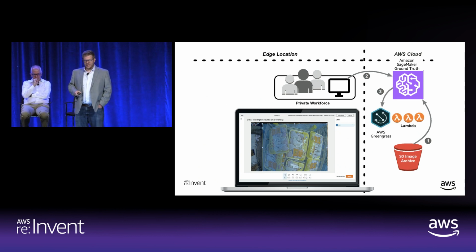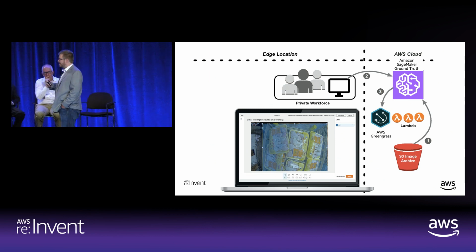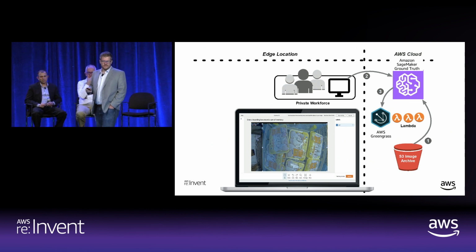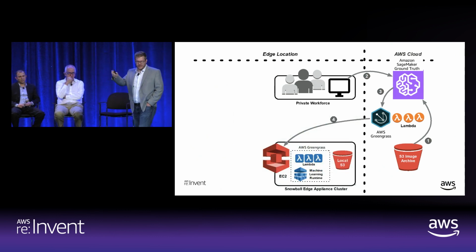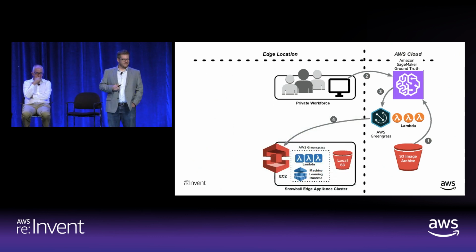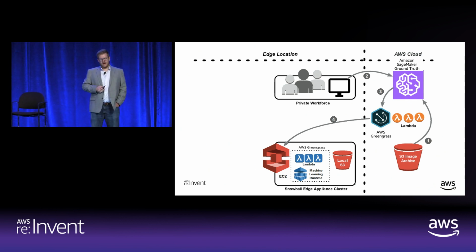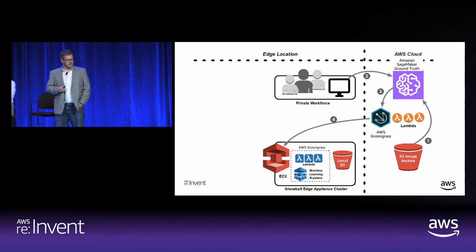On top of that, once we created a model, we could deploy that out to AWS Greengrass. We had Lambda. And from there, we had to get it to the edge. Like I said, our edge can be complicated. So we built a Snowball Edge cluster. We have Greengrass on there and the machine learning runtime in Greengrass where we can deploy models to.